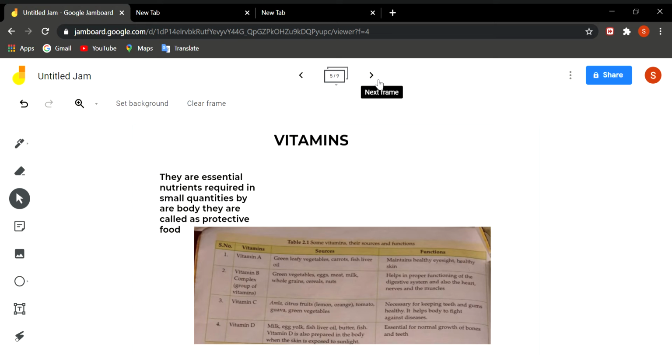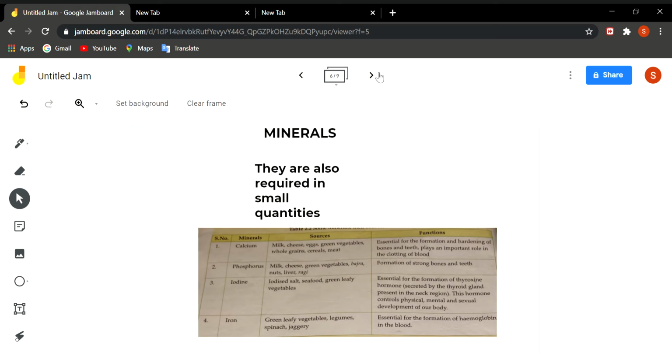Then comes the next category of nutrient, and that is called minerals. Minerals are nutrients that are also required in very small quantity, and they are required for the normal growth and good health, especially of our bones and teeth.